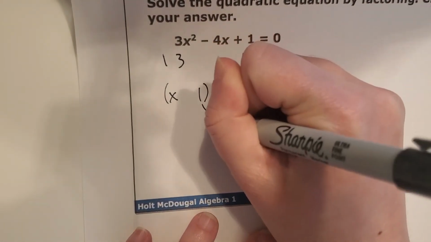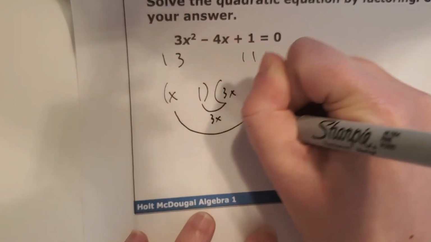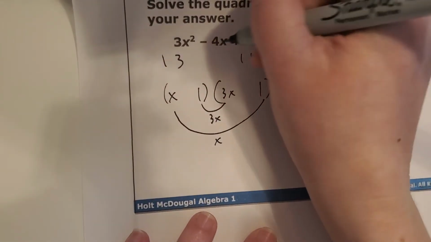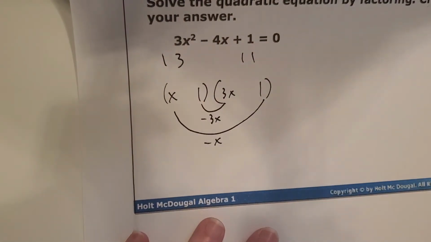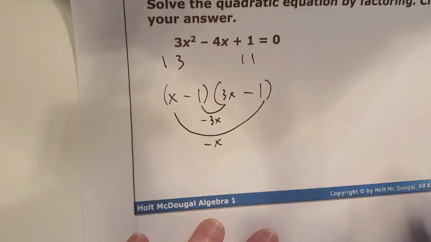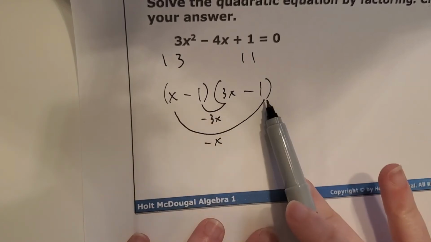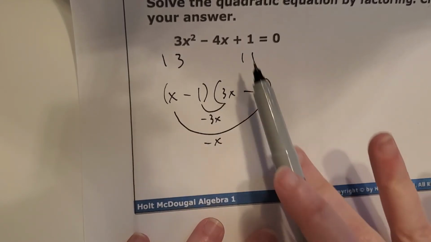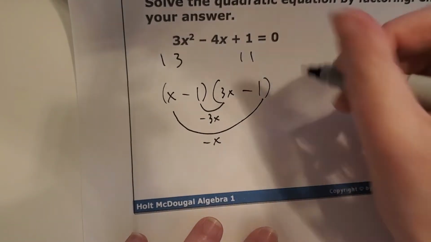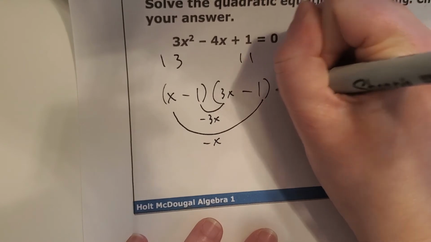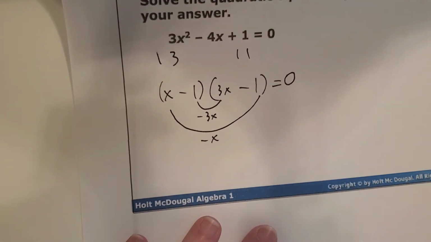1 times 3x is 3x. X times 1 is just x. How can we make negative 4? We'd be able to do that if both of them were negative. And if we double check that the factoring is right, negative 1 times negative 1 does get us that positive 1 from the original. So the factoring is good, but we're not done with the question yet because we still have to solve it.